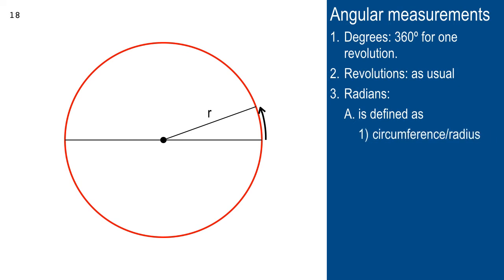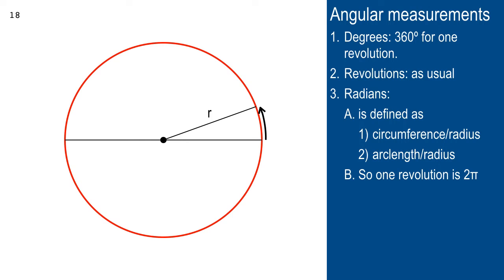It's equal to the ratio of the circumference of the circle to the radius, all right? Or, if you only have a fraction of a circle, the arc length of your fraction of a circle divided by the radius. So one full revolution is 2 pi. In the degree system, 1 revolution is equal to 360. In the radian system, 1 full revolution is 2 pi radians.